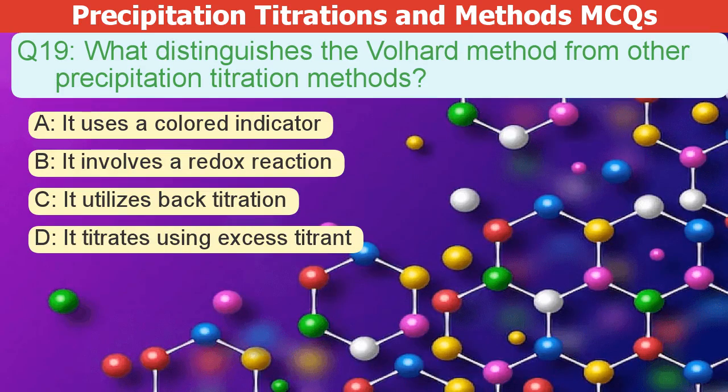What distinguishes the Volhard method from other precipitation titration methods? A. It uses a colored indicator. B. It involves a redox reaction. C. It utilizes back titration. D. It titrates using excess titrant.